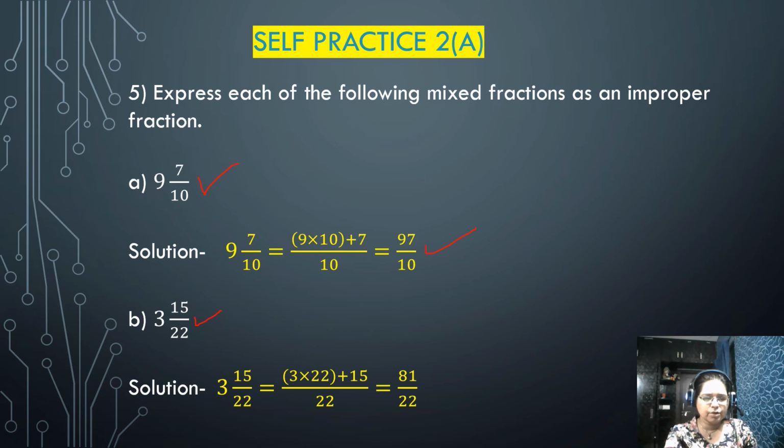3 15 divided by 22 equals, we have to multiply the whole number with the denominator. 3 multiplied by 22 plus the numerator, which is 15, divided by the denominator 22. 3 multiplied by 22 is 66. 66 plus 15 is 81. 81 divided by 22. This is the improper fraction. So we get 3 15 divided by 22 mixed fraction equal to 81 divided by 22, which is an improper fraction.